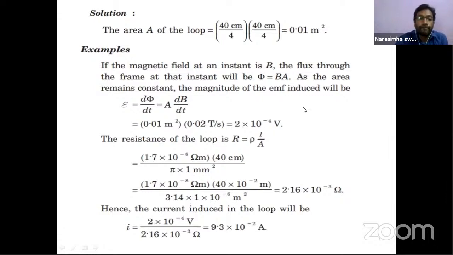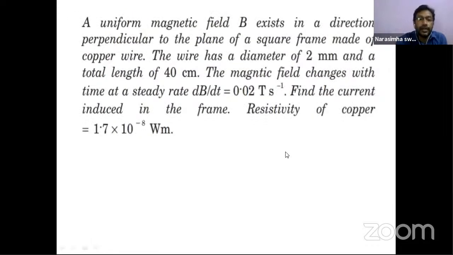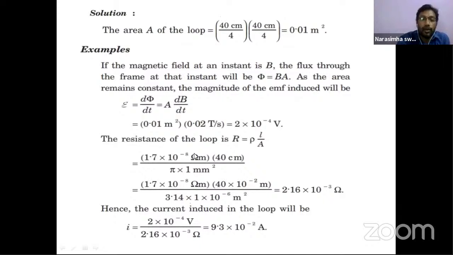So after simplifying, how much rho is given? The value 1.7 into 10 power minus 8. So rho into L by A, right? Simplify this, convert centimeters into meters: 10 into 10 power minus 2, 40 into 10 power minus 2. Pi value is 3.14, and the radius converted into meters is given as 1 mm. So simplify this, you are getting 2.16 into 10 power minus 3 ohm.